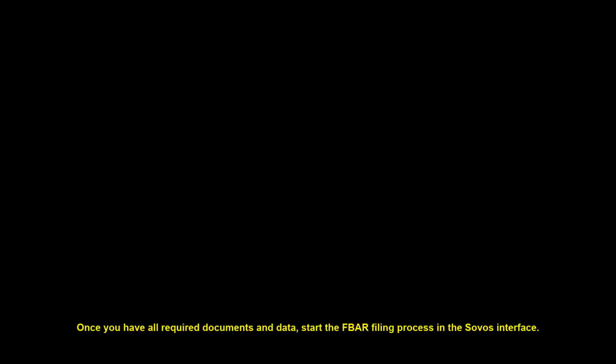Once you have all required documents and data, start the FBAR filing process in the Sovos interface. Follow the prompts to enter your foreign account information systematically. Double-check each field to ensure accuracy. Utilize any available tools or resources within the Sovos platform for assistance.